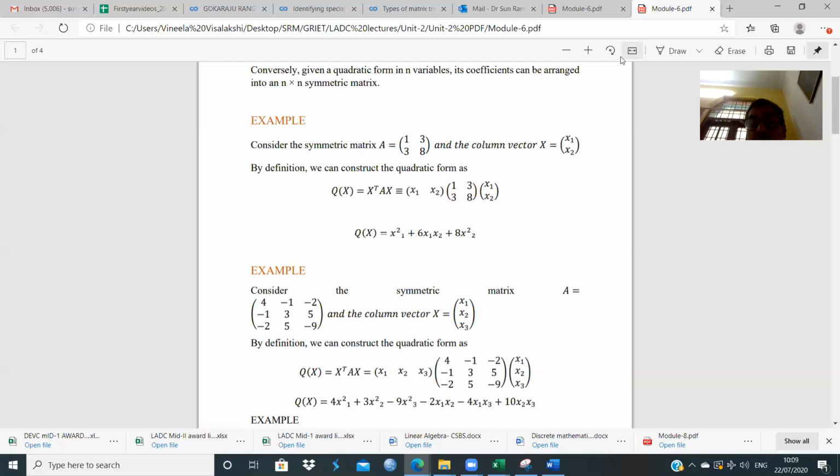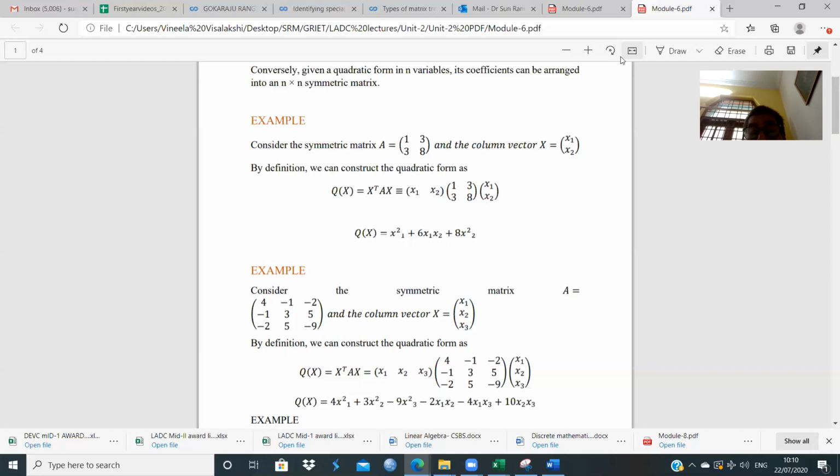Now, let us see why this is called a quadratic form. If you take each of the terms in Q of x, x1 squared is of degree 2, 8x2 squared is also of degree 2, and 6x1x2 is also of degree 2. So it is homogeneous of degree 2 in x1 and x2. Therefore, we call Q of x a quadratic form.